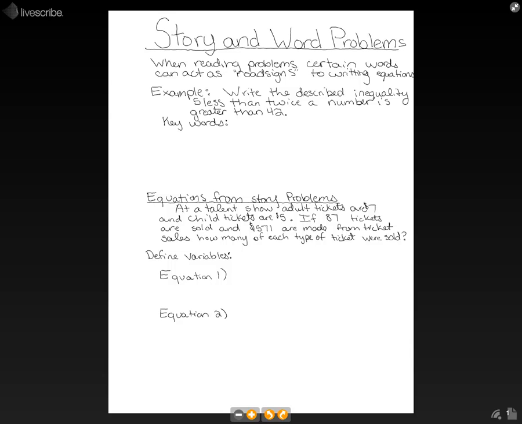So when we read through it, we have 5 less. So 5 less is important. And then we have twice a number. That would also be kind of a keyword. And then we have greater than.